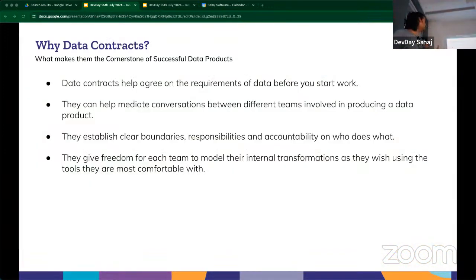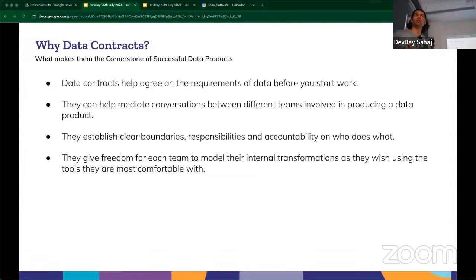So before we start talking more about how you can actually build data contracts, let's understand a bit more about why data contracts, and how they can help you make data products that are successful. It's always good to agree on what the contract is going to be before you start work on any data product you're building. The reason is you can clarify with the users of your data in which ways they are going to use this data and what they want to use it for.